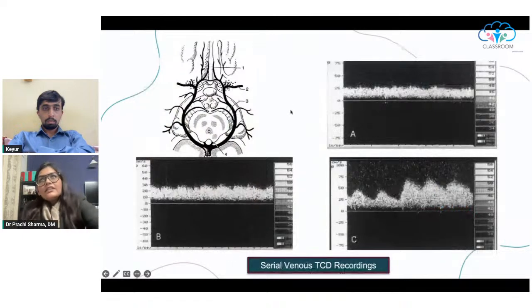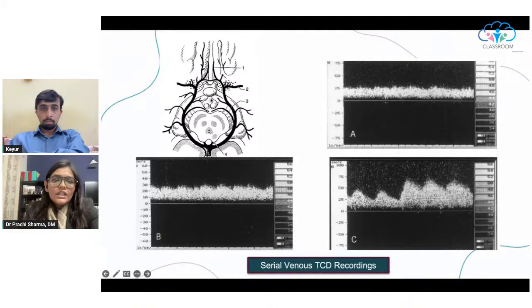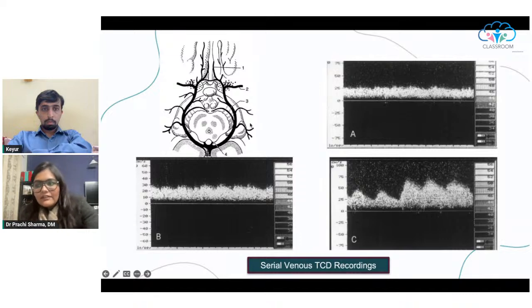When you consider, like Dr. Keyur said, there is a superior sagittal sinus and then there are your deep cerebral veins. So if the superior sagittal sinus is blocked, the deep cerebral veins will act as collaterals, as the communication between the superior sinus and the cavernous sinus. So it's understandable that the flow here might increase.